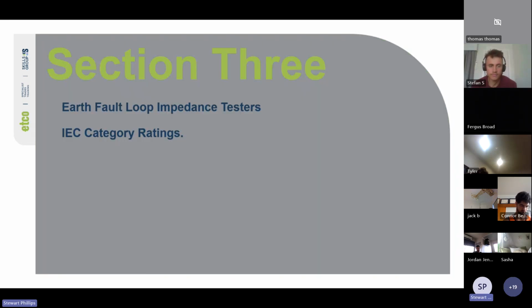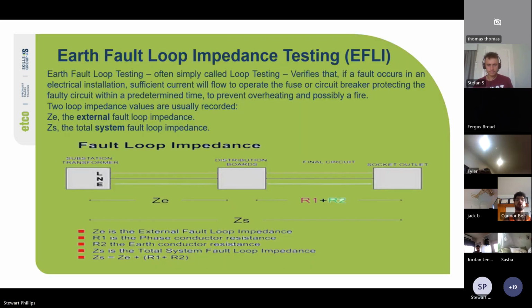Cool. So earth fault loop impedance tests and IEC ratings. Earth fault loop testing, often simply called loop testing, verifies that if a circuit fault occurs in an electrical installation, sufficient current will flow to operate the fuse or circuit breaker protecting the faulty circuit within a predetermined time to prevent overheating and possibly a fire.